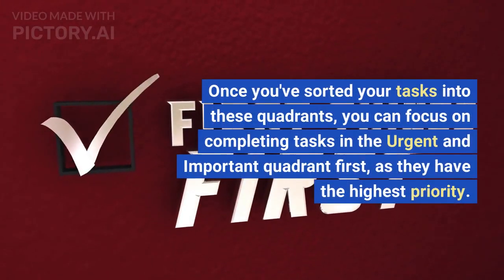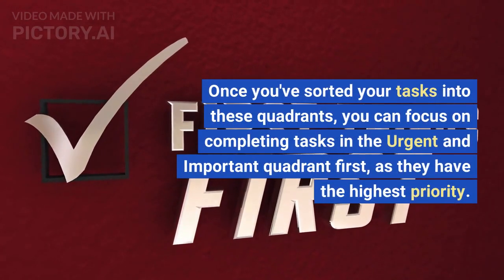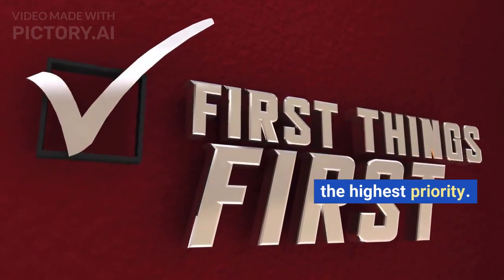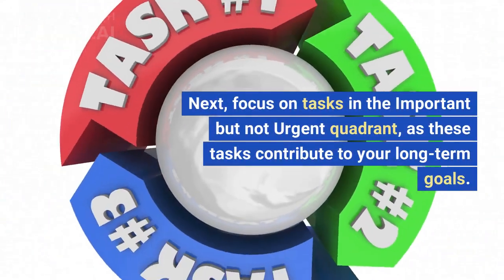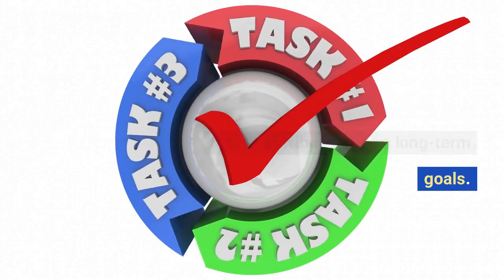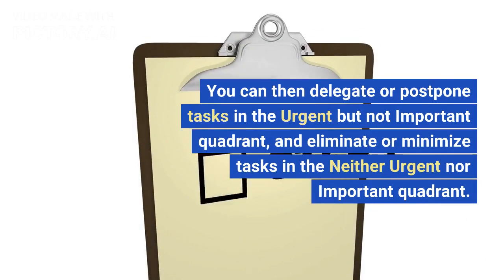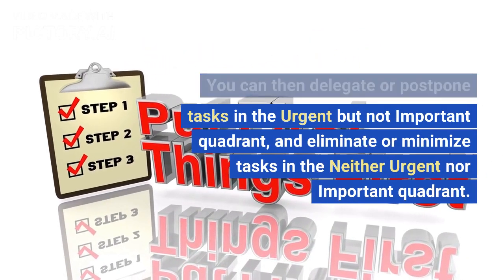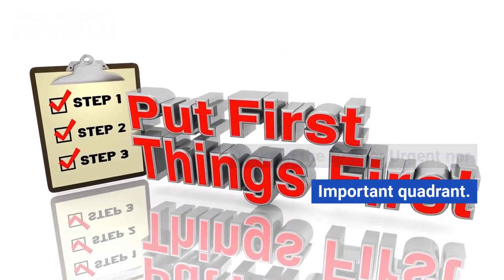Once you've sorted your tasks into these quadrants, you can focus on completing tasks in the urgent and important quadrant first, as they have the highest priority. Next, focus on tasks in the important but not urgent quadrant, as these tasks contribute to your long-term goals. You can then delegate or postpone tasks in the urgent but not important quadrant, and eliminate or minimize tasks in the neither urgent nor important quadrant.